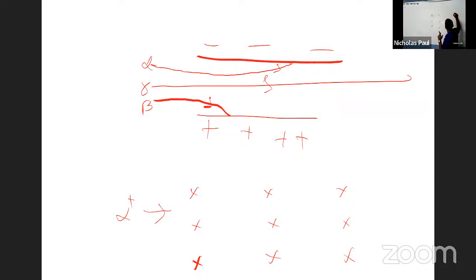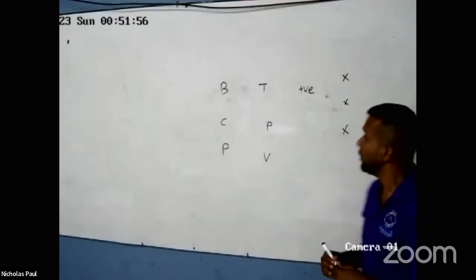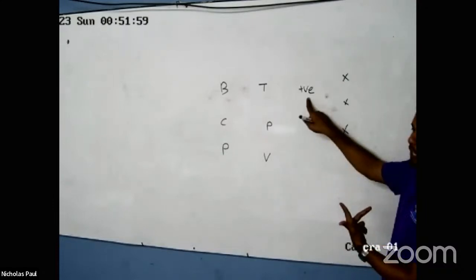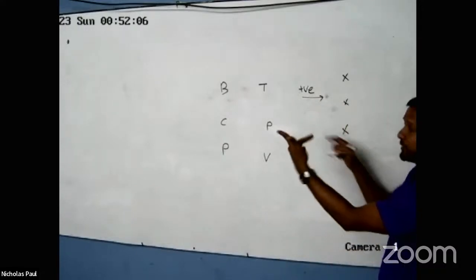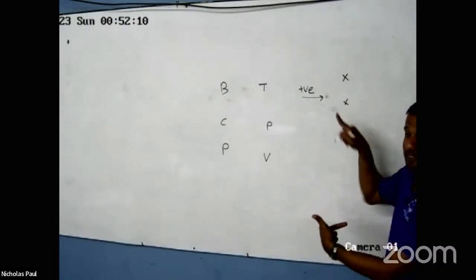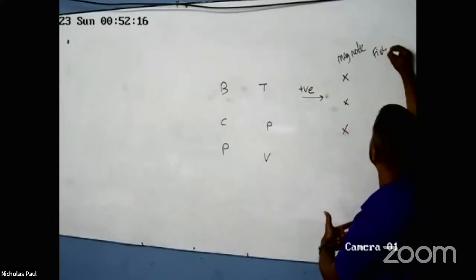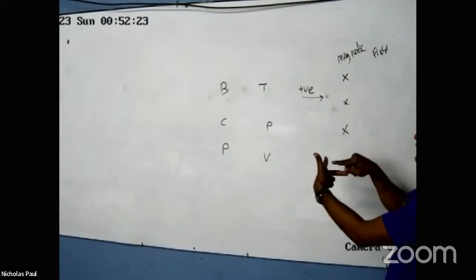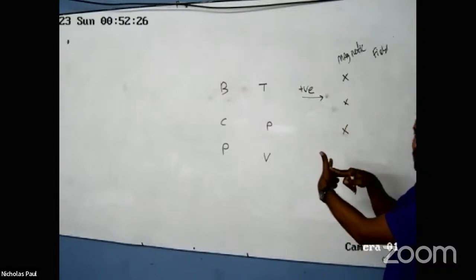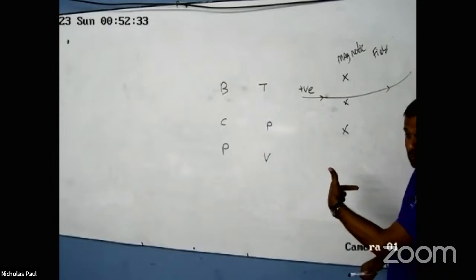So I'll do it here. Watch this. Current is the movement of a positive charge. So if I have a positive charge going towards me, and X means going in, so this is your magnetic field going inwards. Your middle finger is pointing towards me, and your first finger is pointing inwards. What direction is your thumb pointing in? Up. So it means that it will move upwards. Are you okay with that?